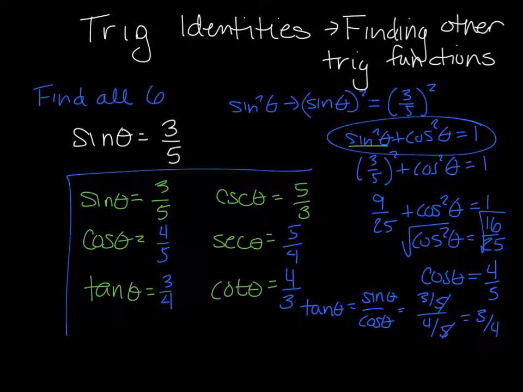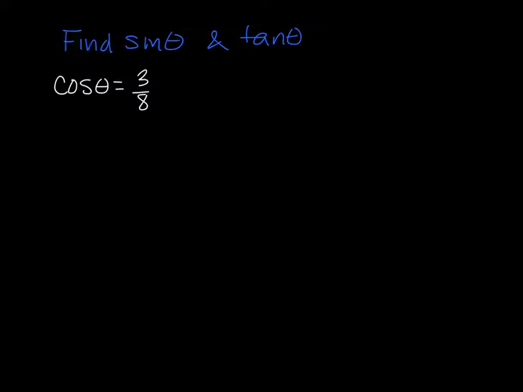And so now we have all 6 trig functions there. So let's look at another example. Okay, here I have that cosine is 3/8, and I'm supposed to find sine and tangent.